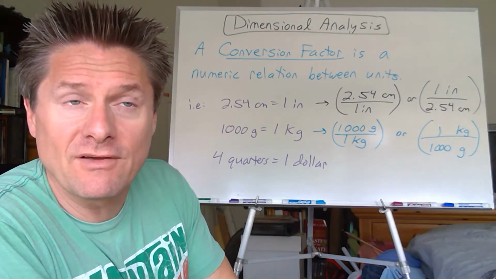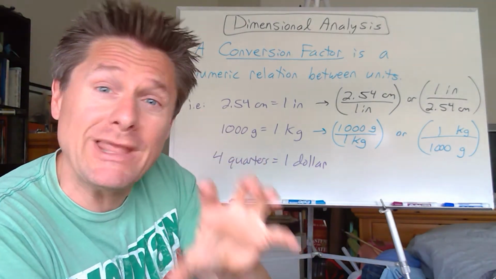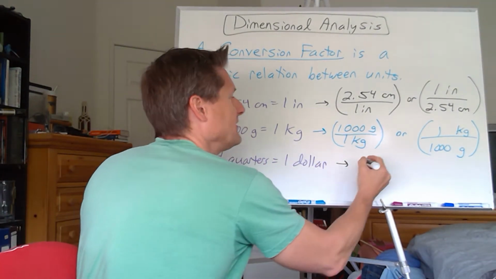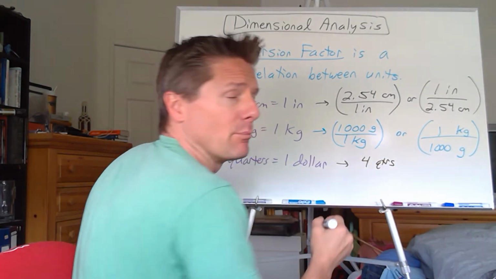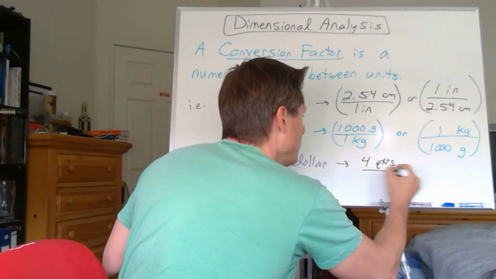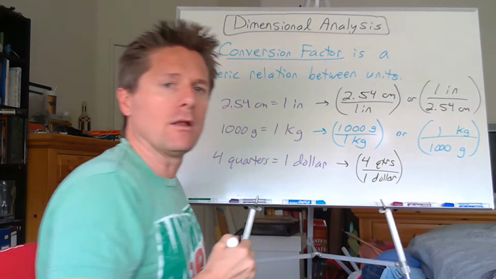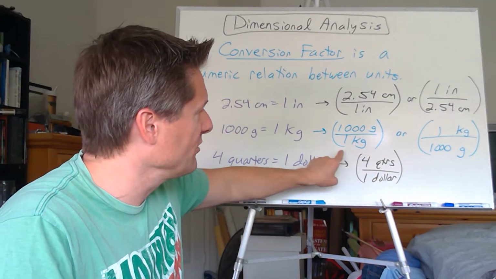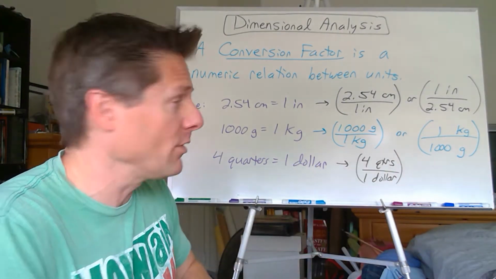So if you have 8 quarters, if I say 8 quarters, you go $2 because you did the math in your head. I'm just showing you how to set it up. Right? So this is our relation. So we could set this up and say, hey, 4 quarters per dollar, right? So if I have $2, I convert dollars to quarters by canceling out dollars and multiplying it by 4. So 2 times 4 would be 8 quarters.